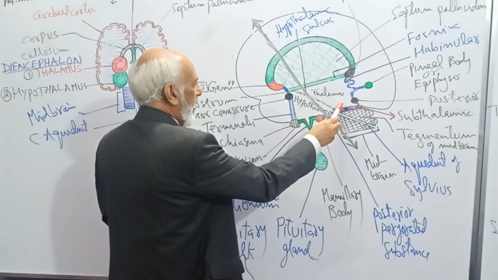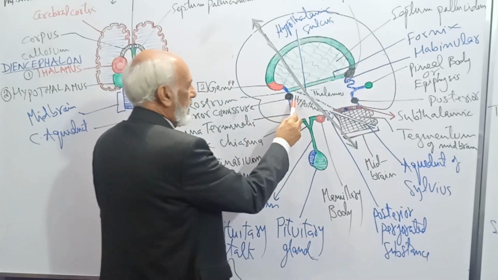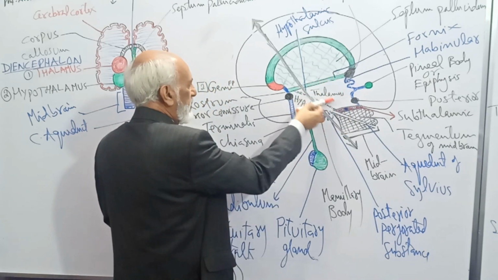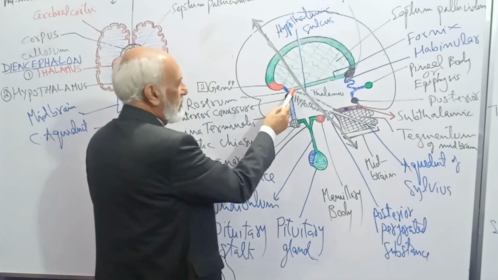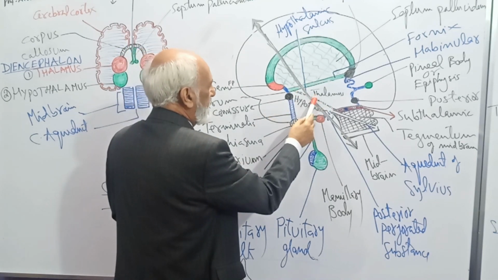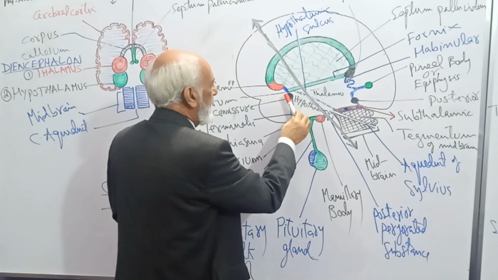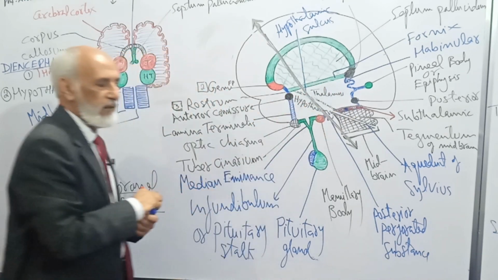Thalamus is above, hypothalamus is below, if this sulcus was like this. No, the sulcus is oblique. So thalamus is above and behind, hypothalamus is below and in front in the lateral wall of the third ventricle.